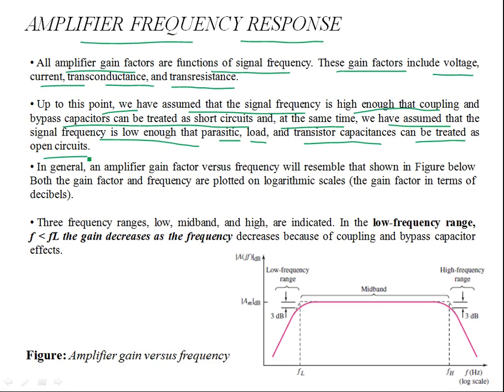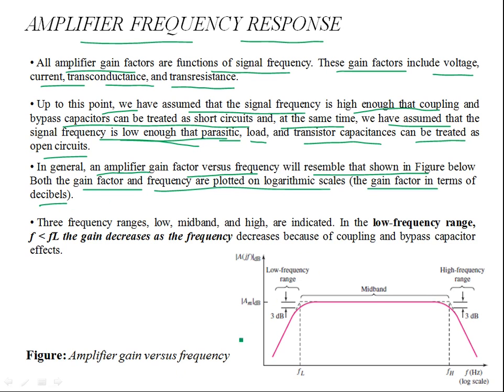Similarly, for the transistor internal capacitances, we have assumed that the signal frequency is low enough so that the capacitive reactance can be taken as open circuits. So we don't consider the effect of these two groups of capacitances in any general amplifier configuration. In general, an amplifier gain factor versus frequency will resemble that shown in the figure below. Both the gain factor and frequency are plotted on logarithmic scales. The gain factor is in terms of decibels.